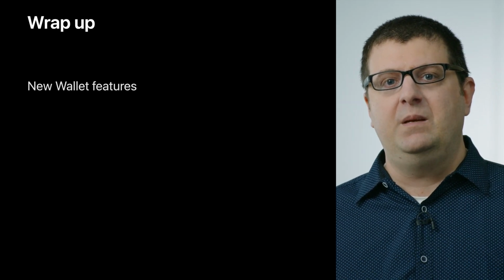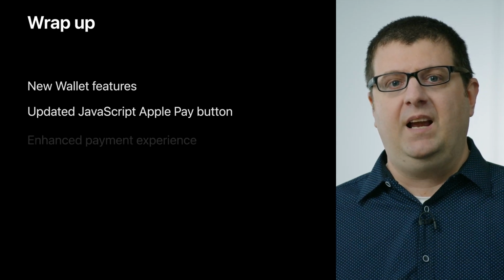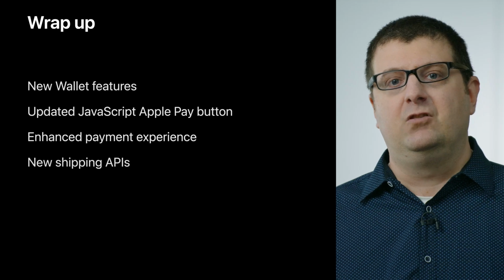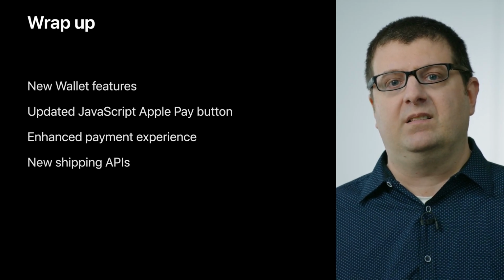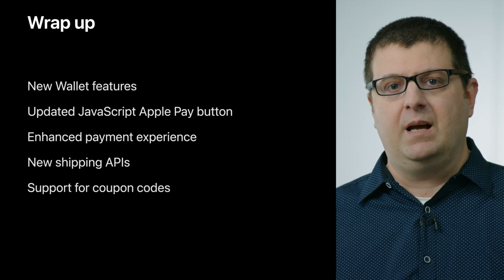coupon code APIs. This year, we've delivered some exciting new updates to Wallet, such as home key passes, identification, hiding expired passes, and multiple pass ingestion. We introduced the new JavaScript payment button for Apple Pay on the web, and the new Apple Pay experience on iOS. You learned about the new shipping APIs, which include support for date ranges and read-only addresses, as well as coupon codes and how you can implement these in your own apps.